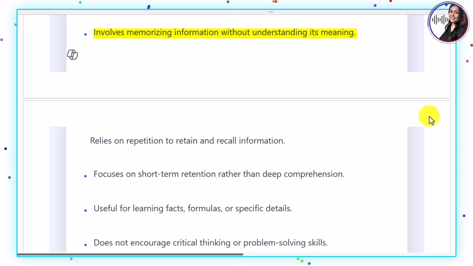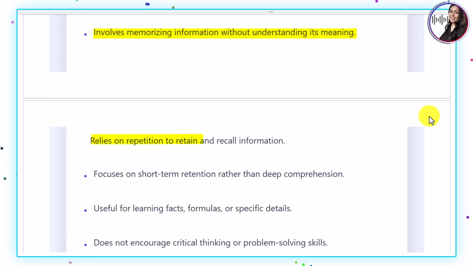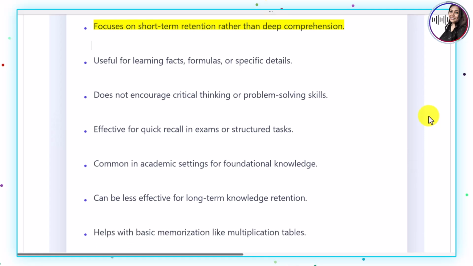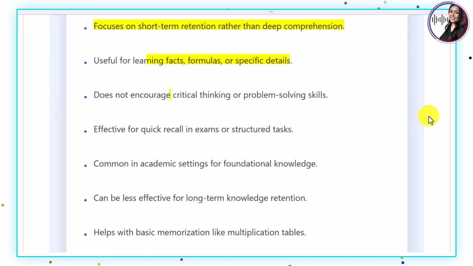It depends heavily on repetition, where learners repeatedly go over the same material to retain it. Because of this repetitive nature, rote learning often emphasizes short-term retention rather than deep comprehension. It is particularly useful when students need to learn facts, formulas, definitions, or specific details quickly. However, while it supports fast recall, it does not naturally promote critical thinking or problem-solving skills.